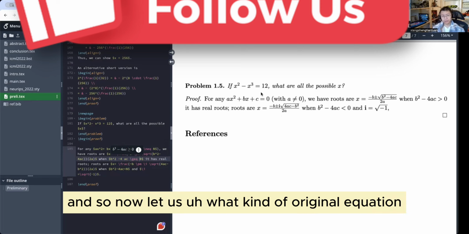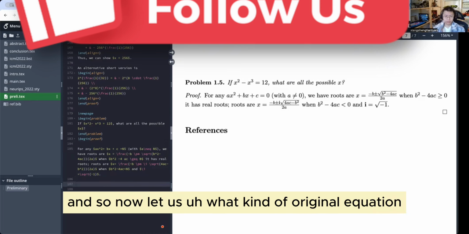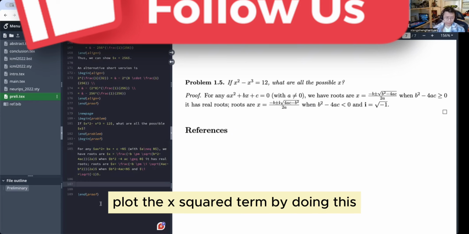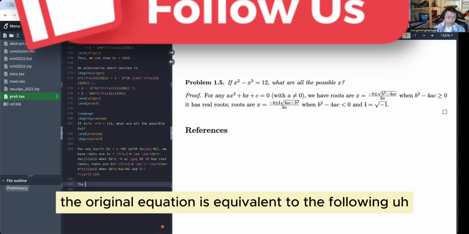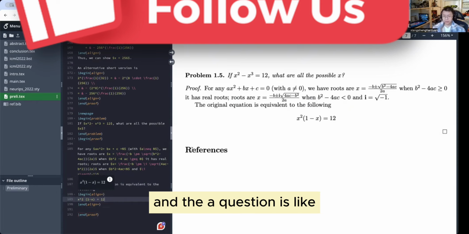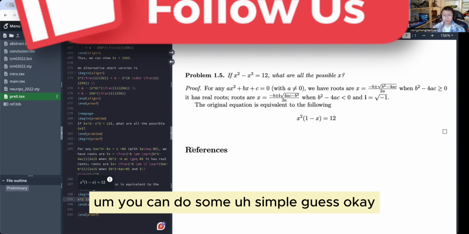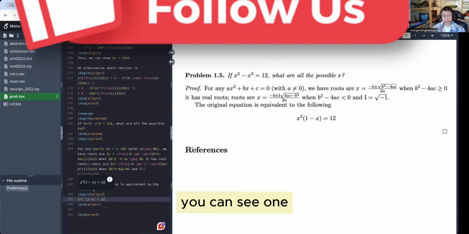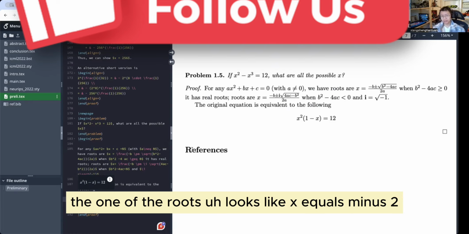Okay, now let us work on the original equation. We can pull out the x squared term, so the original equation is equivalent to x squared times (1 minus x) equals 12. How do we solve this? You can do some simple guessing. Clearly, one of the roots looks like x equals minus 2.